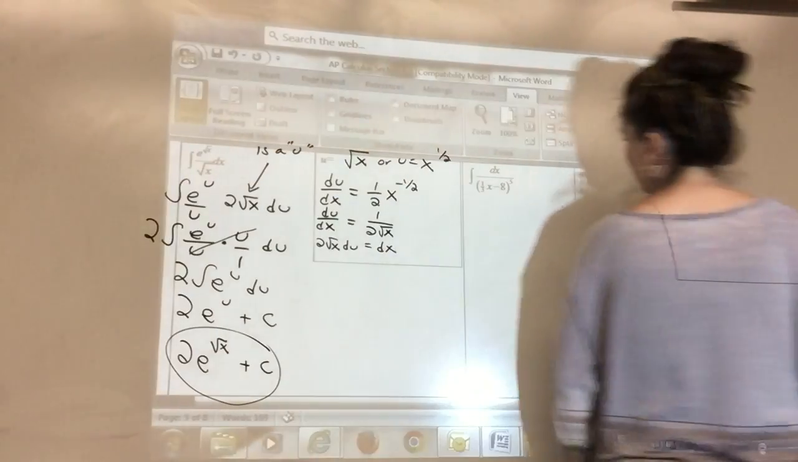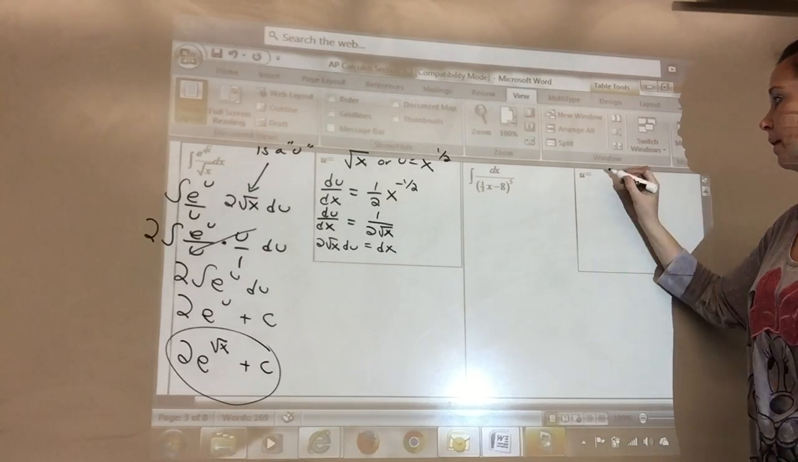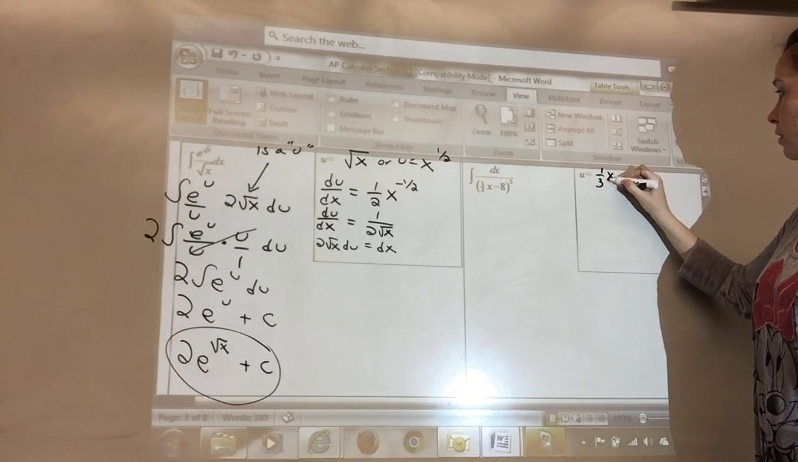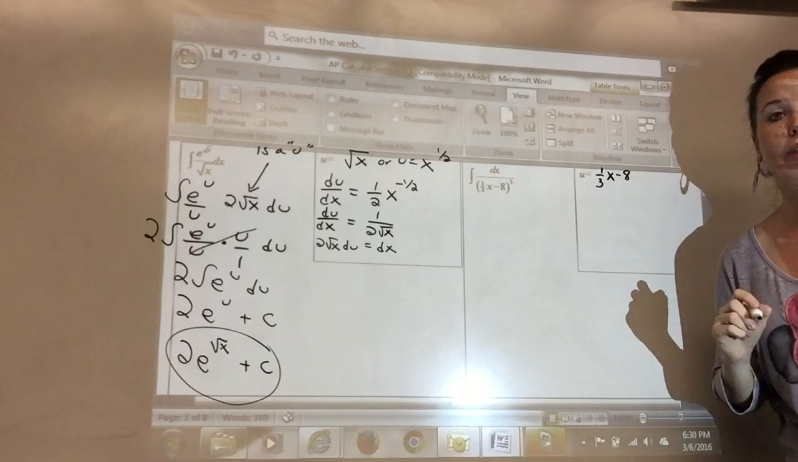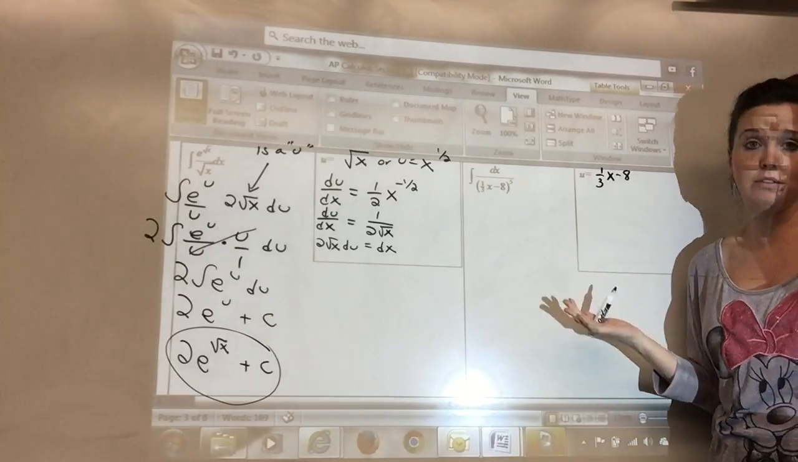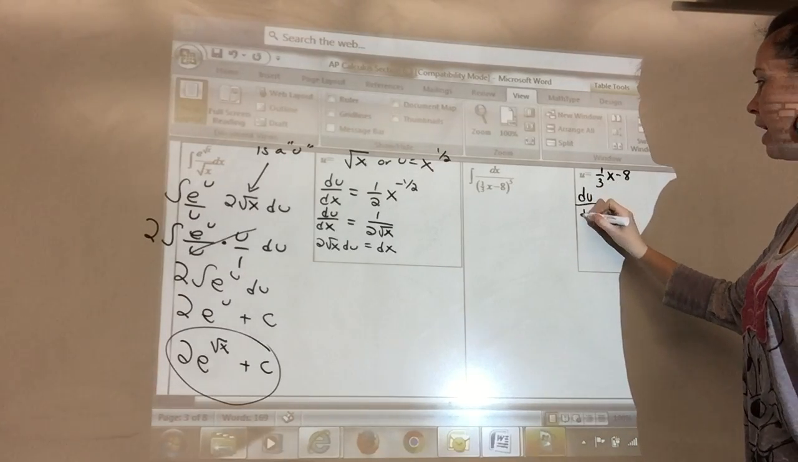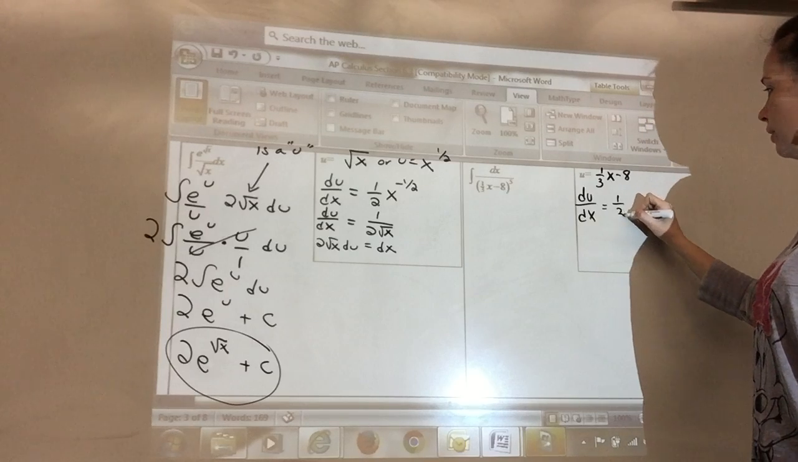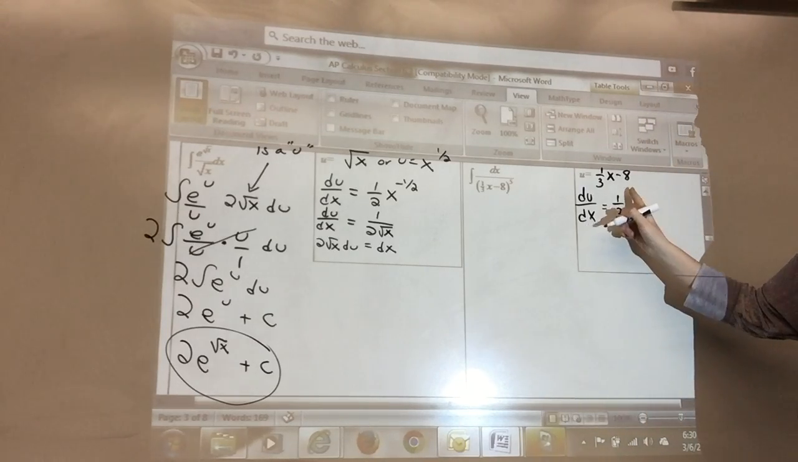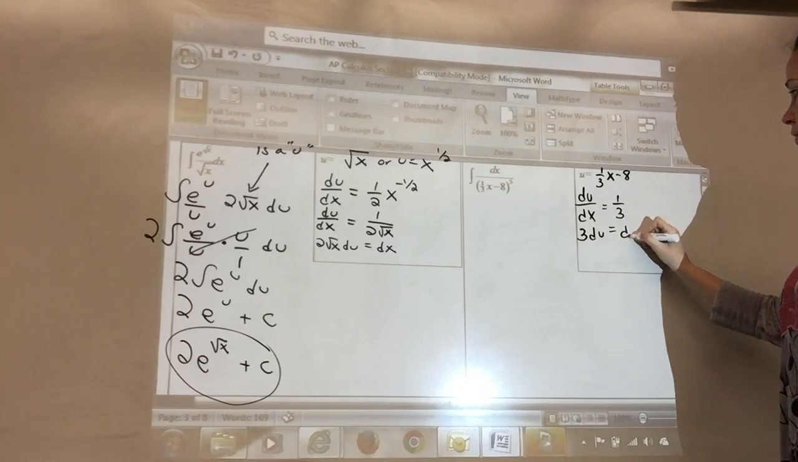Okay. Next example. Looking at what we have in this example, what do you think your u sub should be? Hopefully you're looking at this. I picked 1/3 x minus 8. And by the way, oftentimes there's more than one way to do a problem, so you may pick a different u and you'll still get the same answer as me in the end. Okay, so here we go. Derivative du dx equals 1/3. Solve for dx. Again, I'm going to just multiply those cross products. So 3 du is equal to dx.